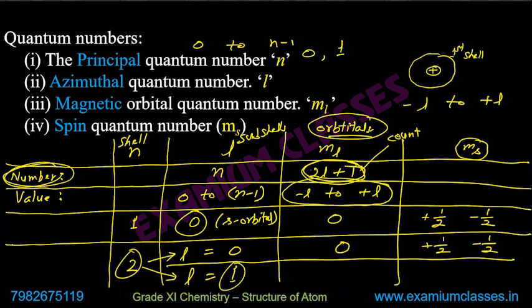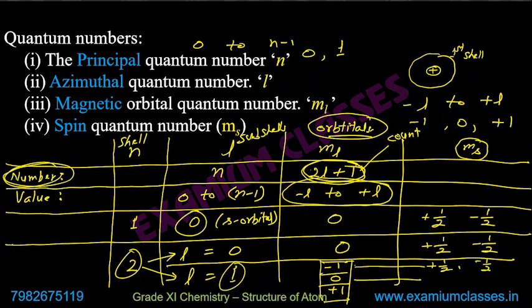L is 1. Minus L to plus L means minus 1, 0, plus 1. These will be the values assigned to 3 orbitals. Minus 1 is 1 orbital. It will have plus half, minus half. 0 is another orbital. It is just its name. It will have 2 electrons. Plus 1 is another orbital. It will have 2 electrons.